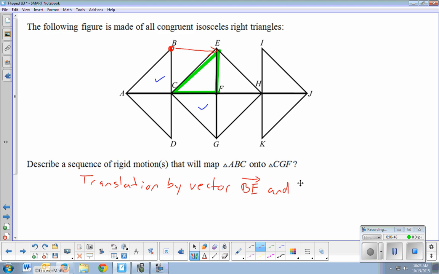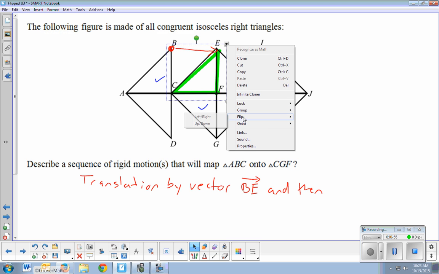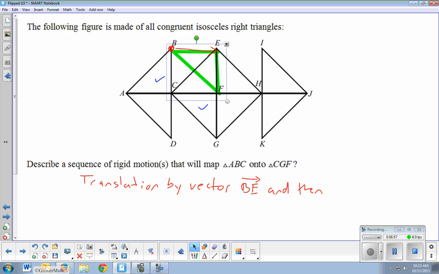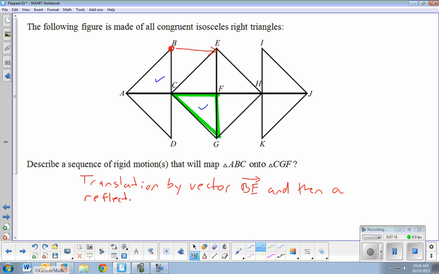And then how could I get from this triangle to this triangle? Well, from here, I could then do a reflection across line CF, and that will land on there. So a translation by vector BE, and then a reflection across CF. That's how I would describe it.